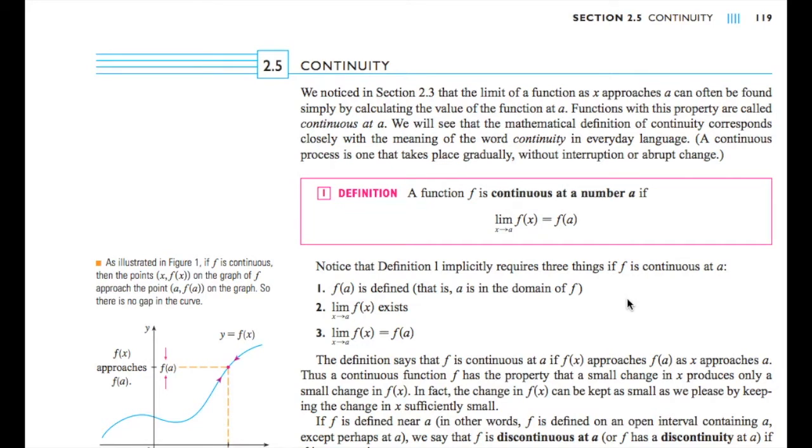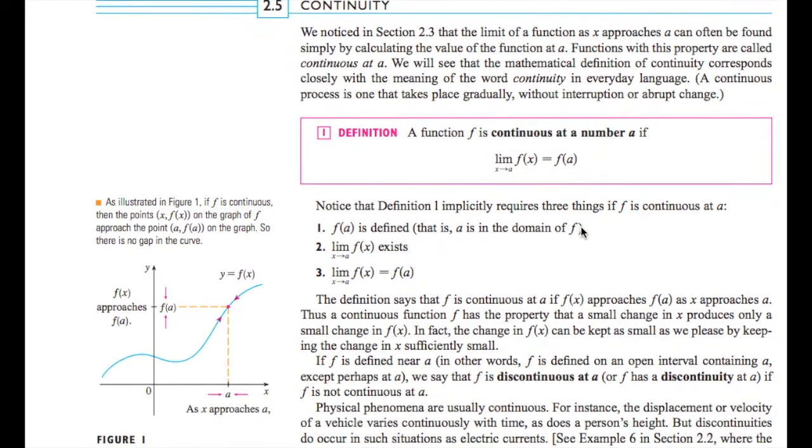All right, so we're off to 2.5 and we're going to learn about continuity today. The fancy definition of continuity is: a function f is continuous at a number a if the limit of f of x as x approaches a equals f of a. This looks a little crazy, but actually it's not too bad. Mainly just remember continuous means that it exists at all the points.